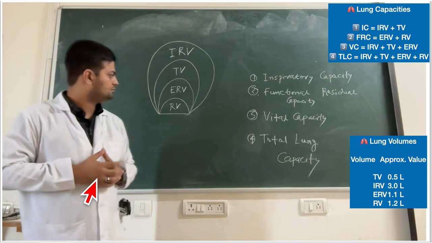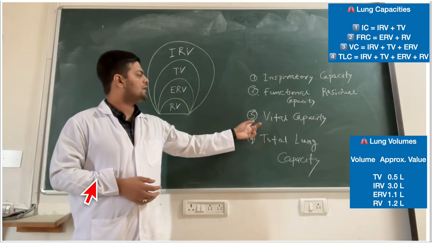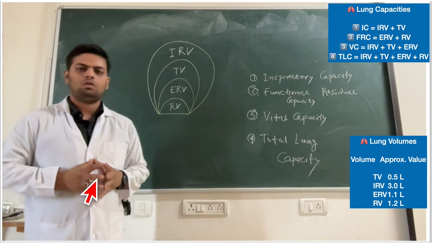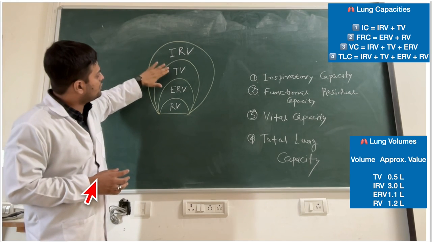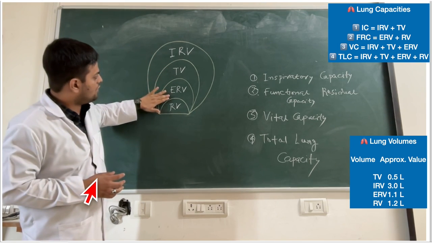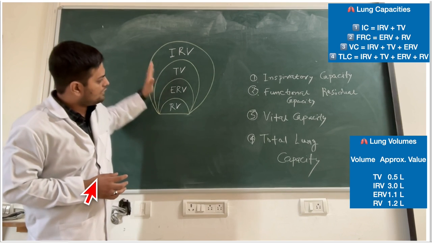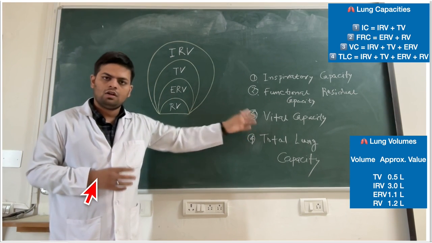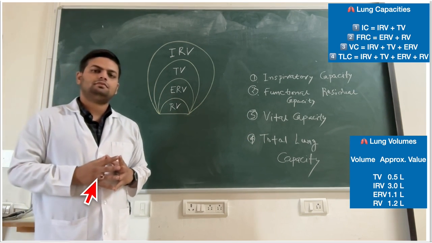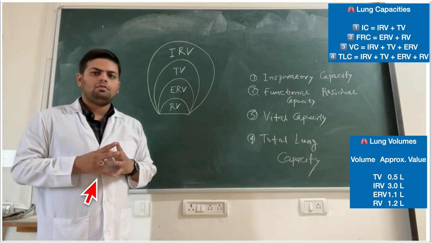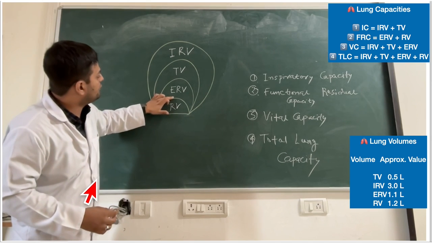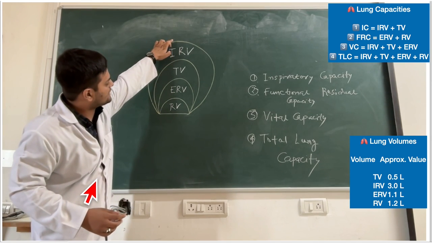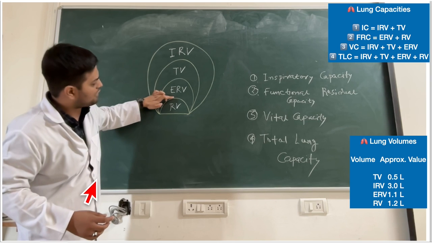Okay, now the third capacity is vital capacity. What is vital capacity? Vital capacity comprises inspiratory reserve volume, tidal volume and expiratory reserve volume. These three lung volumes together make up the vital capacity. So vital capacity is the maximum amount of air a person can expel from the lungs after first filling the lungs to the maximum extent and then expiring to the maximum extent. Okay.